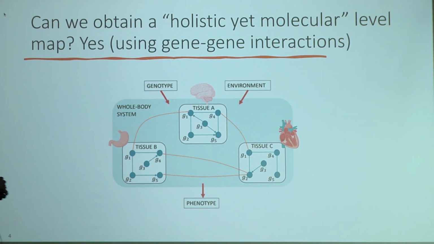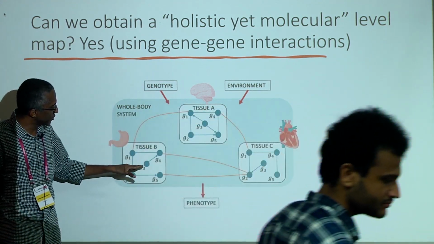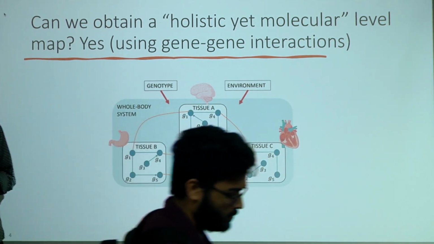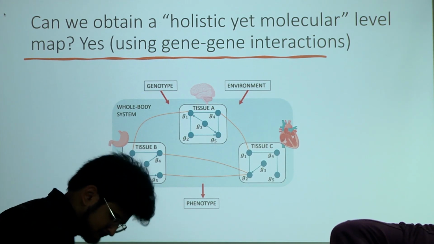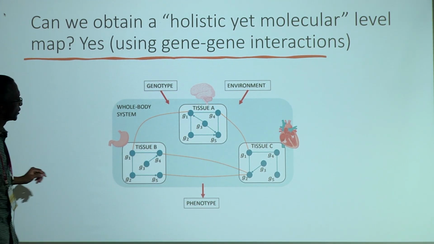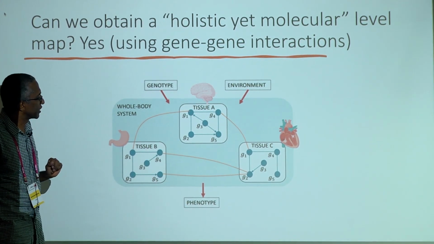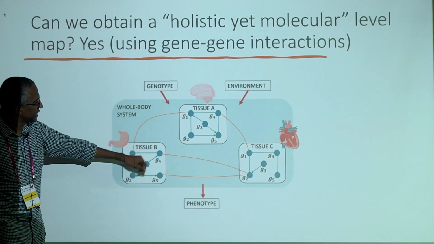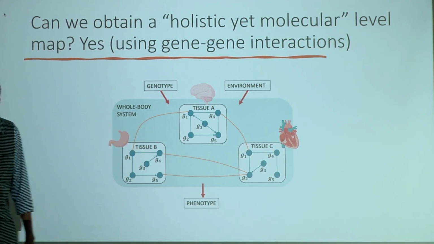And some of these connections, we know the causal relations. So G3 is causal for G4. Some of the other connections are just simply correlations or associations. So given this incomplete understanding of the system at the gene-gene level, can we infer something holistic about the system? What are the genes that are participating in intertissue communication?